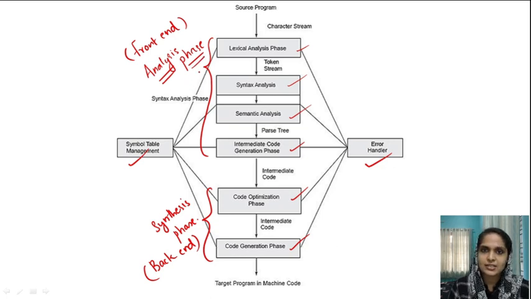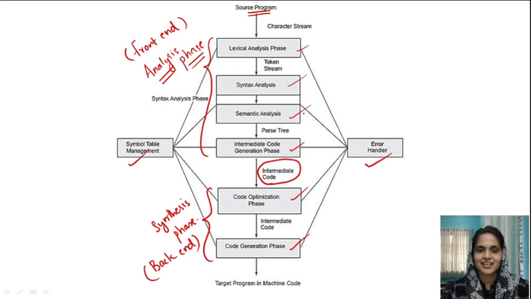In the analysis phase, the source program is taken as the input, and after all these 4 phases, that is after this analysis phase, we will get the intermediate code as output. And this intermediate code will then be passed over to the synthesis phase. We will be seeing this synthesis phase in the next video. In this video, let's focus on the first 4 phases.